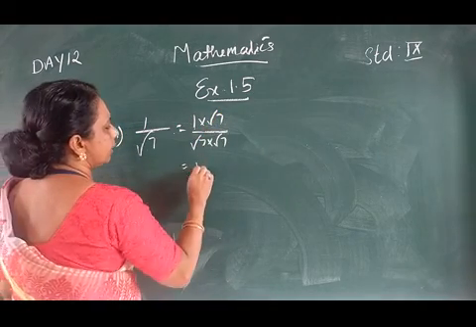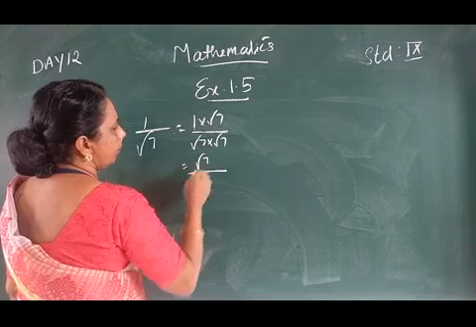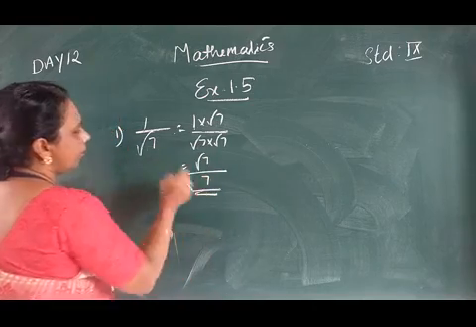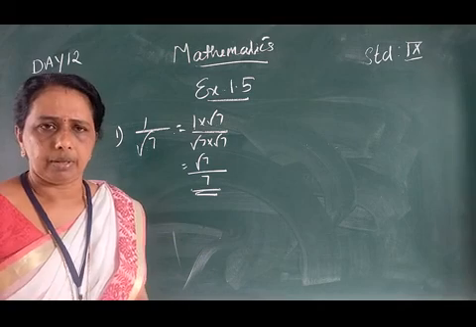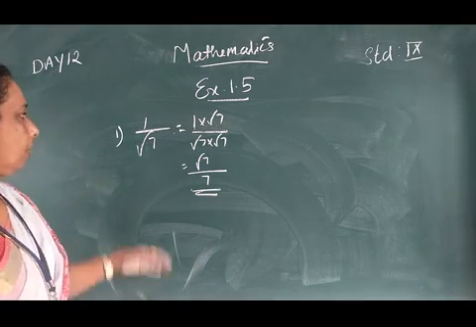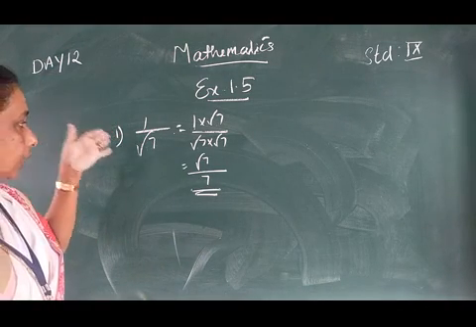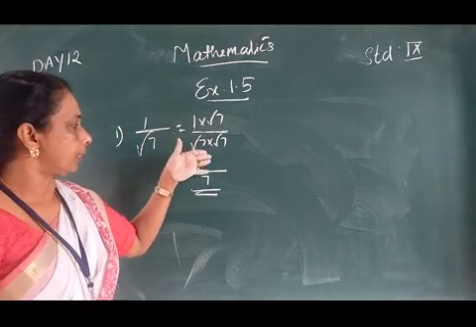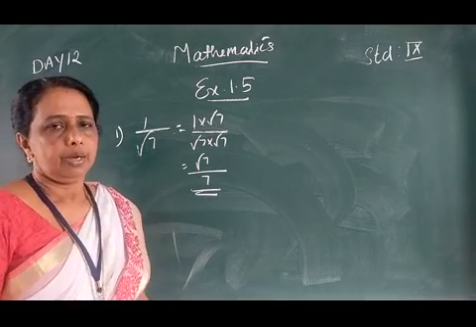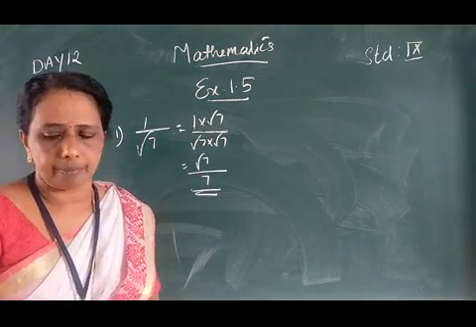We get 1 into root 7, and root 7 into root 7 is 7. The denominator is converted into a rational number. That way, rationalizing the denominator of 1 by root 7 gives root 7 by 7. The denominator becomes a rational number. Okay.